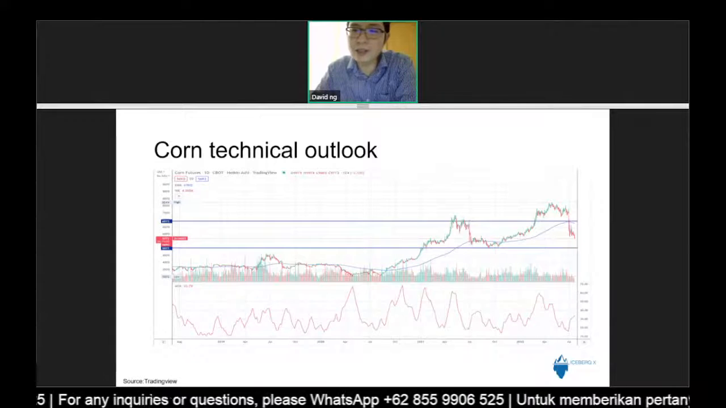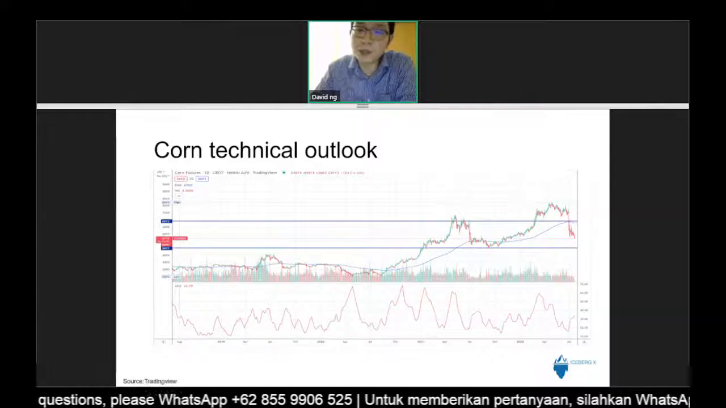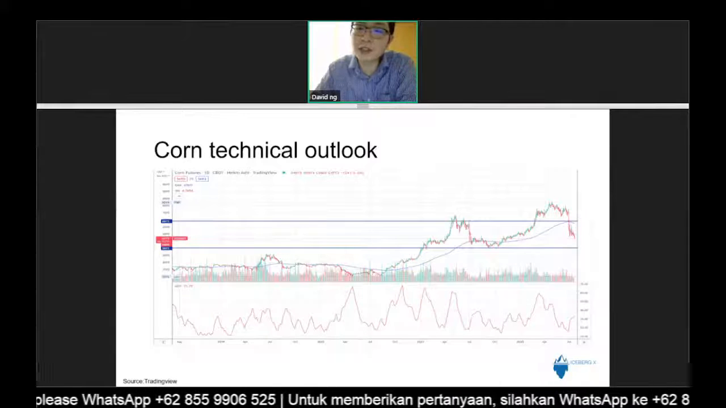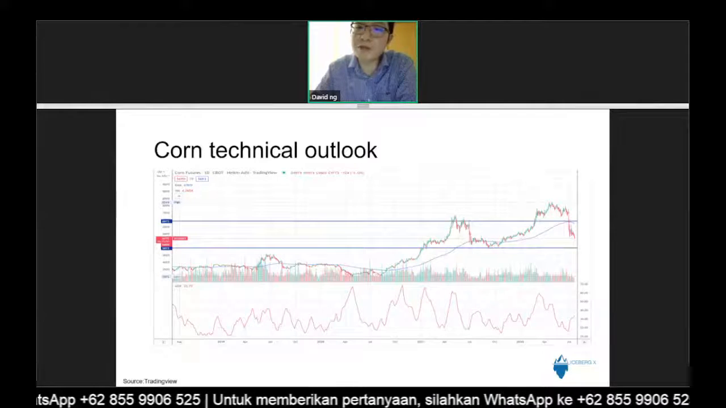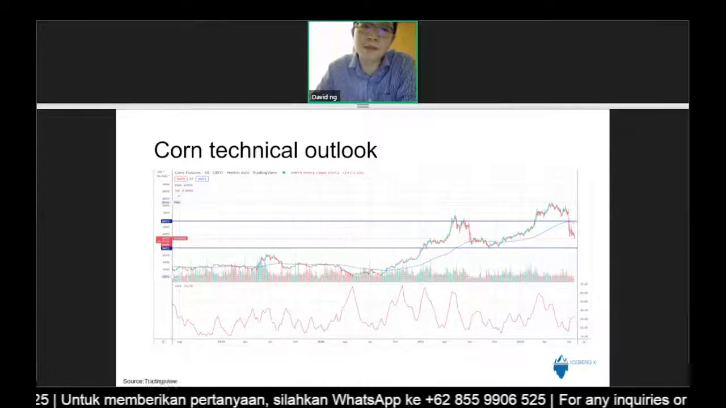When it comes to the ADX value, I think the current downtrend still has some legs to go. You look at the value itself, it is above 20. That means the strength in the downtrend is still there. Unless the ADX value starts to point downwards, maybe corn will probably head into a sideways market.